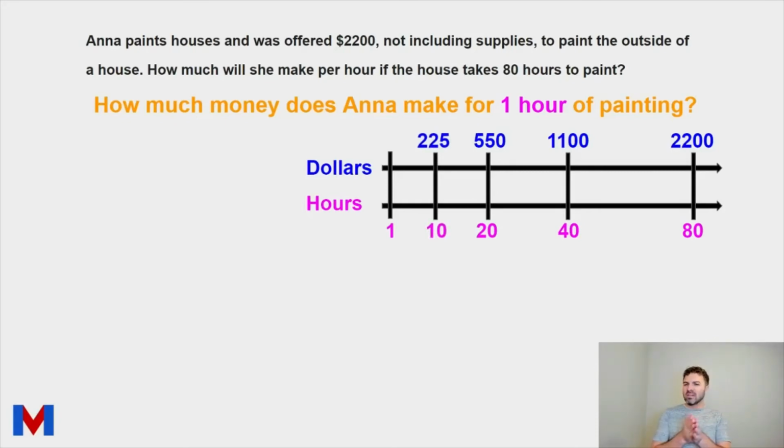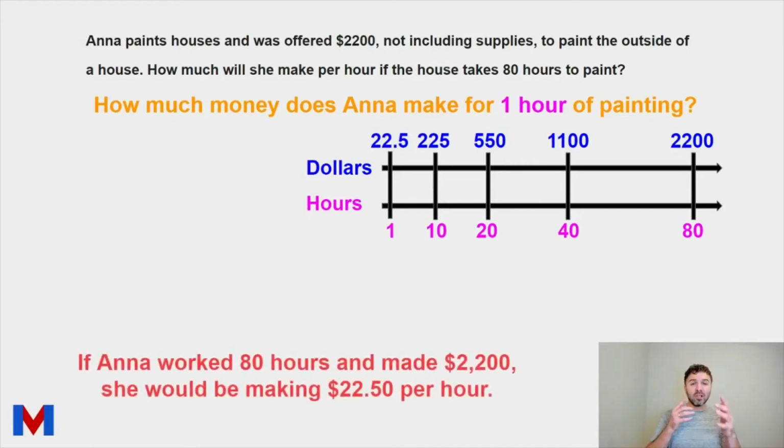And then from 10 to 1, I know I can just take 10 divided by 10 to get to 1, and 225 divided by 10 to get to 22.5. But we don't really ever say $22.5. That's weird. So anyway, as we give our answer, let's use normal language. So if Anna worked 80 hours and made $2,200, she'd be making $22.50 per hour. Not bad. Not bad at all. All right. That was the double number line method.